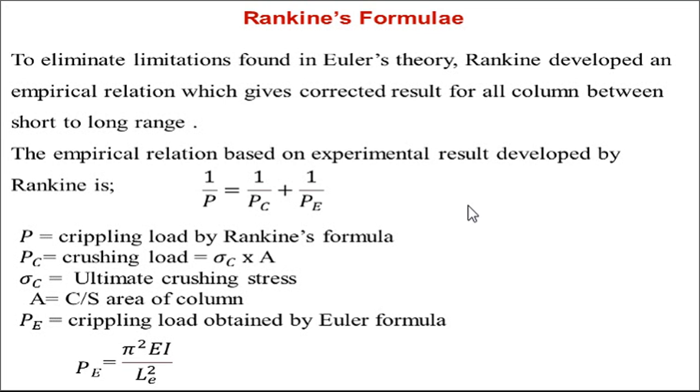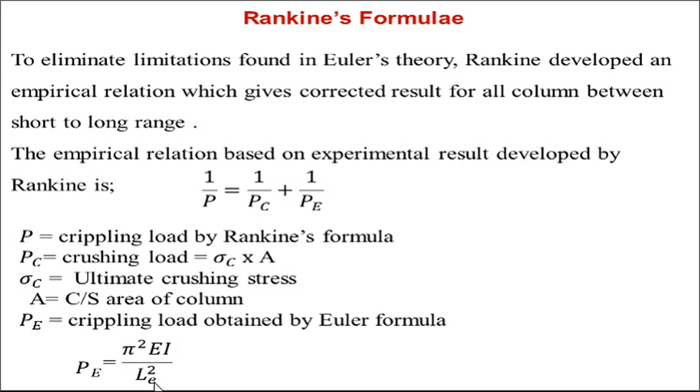PC, the crushing load, is determined by sigma C into A. This sigma C is the ultimate crushing stress and capital A is the cross sectional area of the column, and PE is the crippling load by Euler's formula. We have already derived this relation to determine the critical load for the long column, also called the Euler's critical load. So PE is equal to pi square EI divided by LE square. All these symbols we already know: E is the modulus of elasticity, I is the moment of inertia, and LE is the effective length.